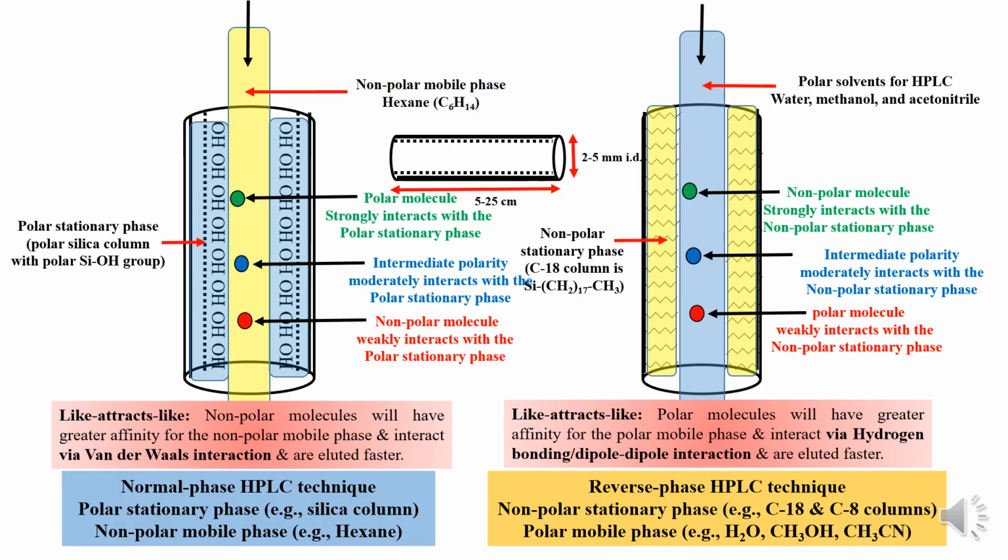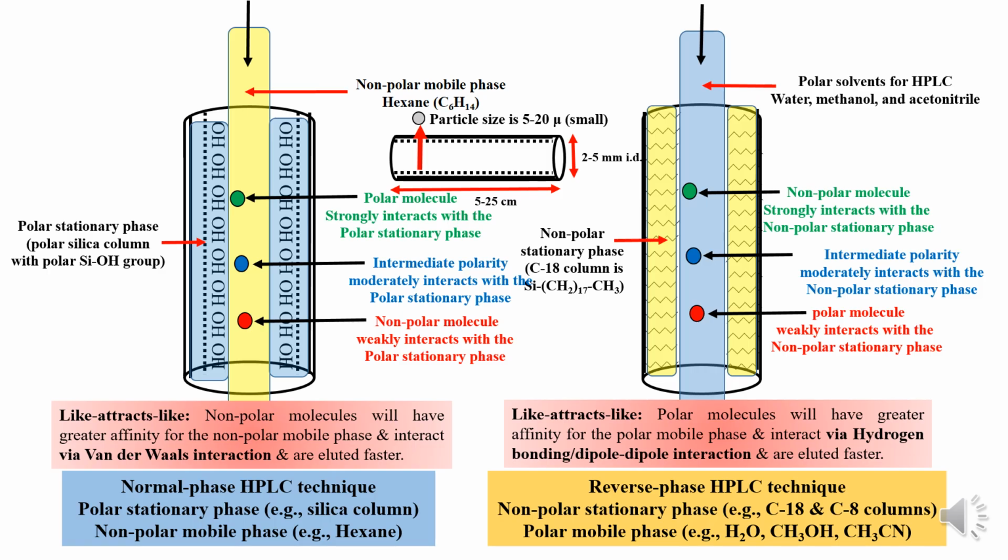Now why is a high pressure required inside the column, or why is there pressurized flow of the mobile phase? The reason is the column is very narrow. It is around 2 to 5 millimeters, that is, the internal diameter of the column is around 2 to 5 millimeters. The column is very narrow and the particle size of the stationary phase is very small. It is around 5 to 20 microns.